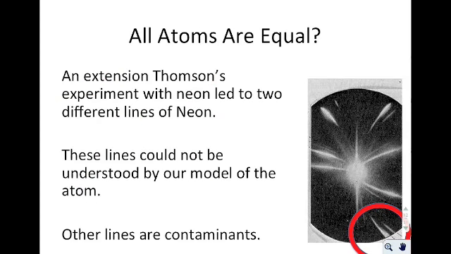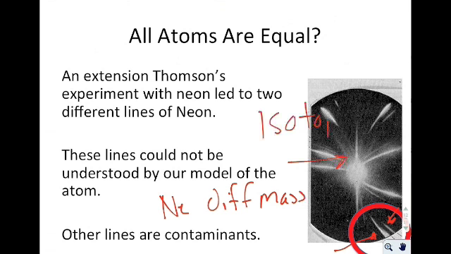Next, we have, are all atoms equal? It says an extension of Thomson's experiment. So we talked about Thomson's experiment last time and how he discovered the electron by firing it between two charged plates. Well, an extension of that experiment actually led to two different lines of neon. If you look, there's a line for neon and there's another line for neon. Now that was really interesting to scientists because the only thing that this could possibly imply was the fact that there was neon with different mass. And so this was the experimental evidence that we have isotopes.